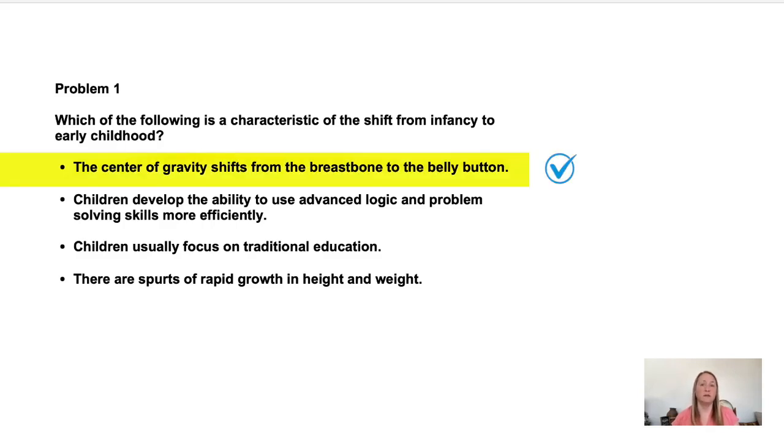The correct answer is the center of gravity shifts from the breastbone to the belly button. During infancy, the center of gravity is at the breastbone. It shifts to the belly button during the early childhood stage.